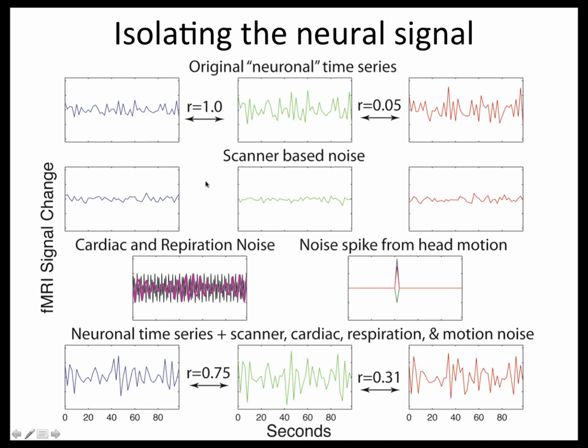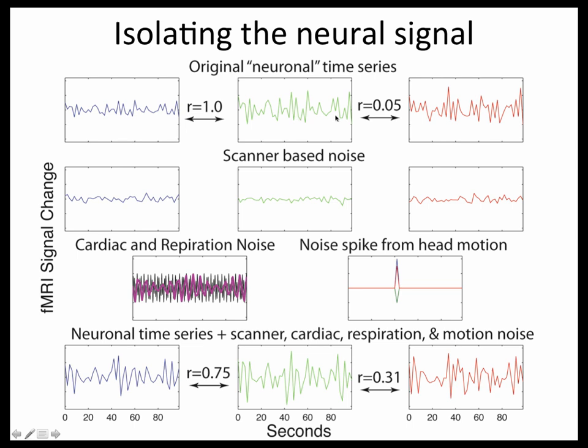We're adding in just random thermal noise, scanner noise. Then I'm adding in cardiac and respiration noise, which are going to make everything correlated a bit more. And then let's say they move their head at some point. And it just so happens that that head spike is going to appear in the same direction in these 2 and in the opposite direction of these 2.